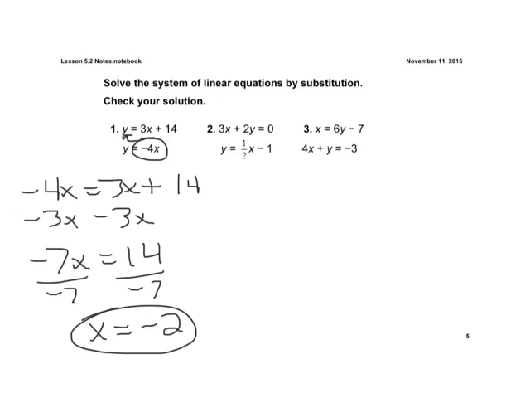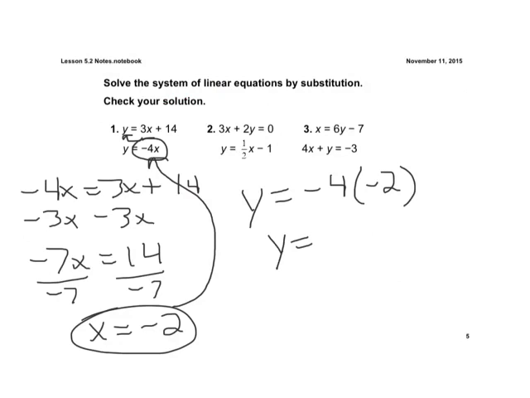We need our y value. Substitute this in for the more simple equation. I would say it's the second one. So let's substitute in there. So now y is equal to a negative 4 times a negative 2. So y is equal to a positive 8.